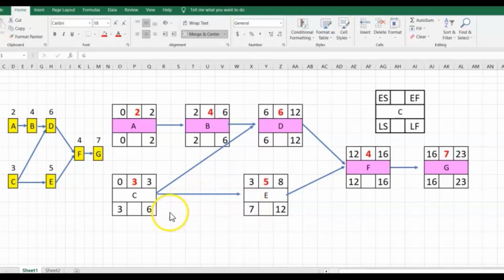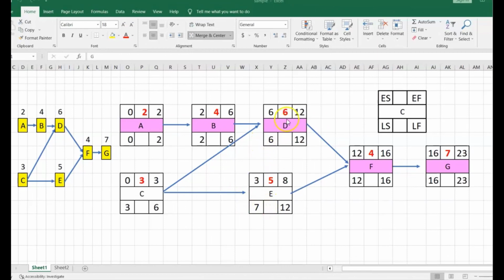Now you may ask why this 7 did not go across here. Now that's an interesting question. C is a finish to start relationship with D, and it has a finish to start relationship with E. But D has to start at 6. If D starts at 7, it's going to blow the schedule, because at 6 you have 23 days, and at 7 you would realize you're going to have 24.